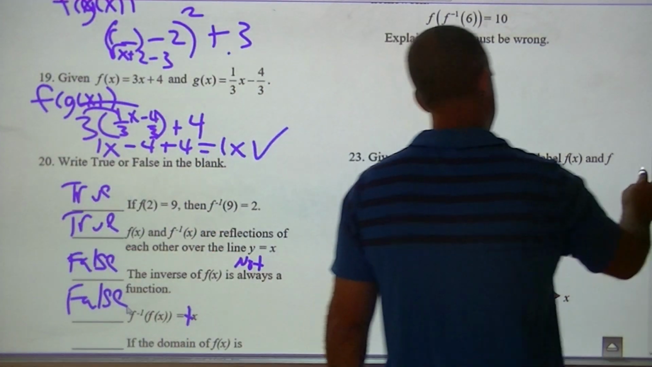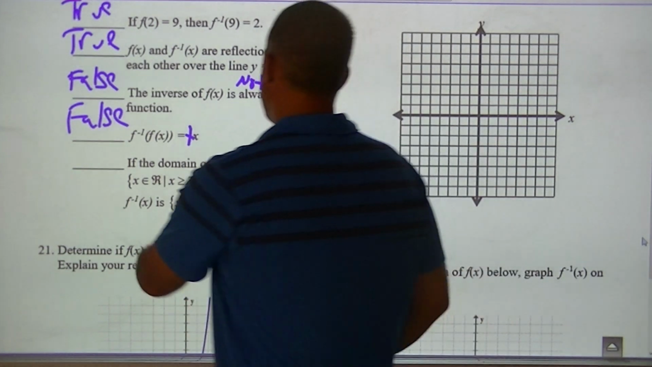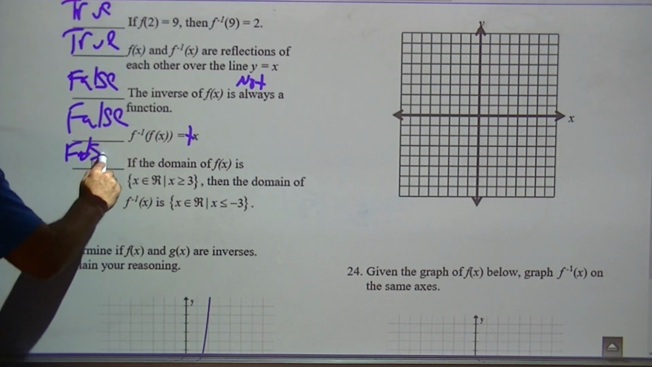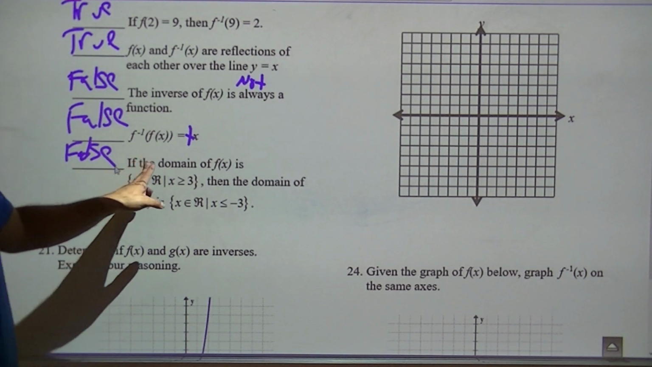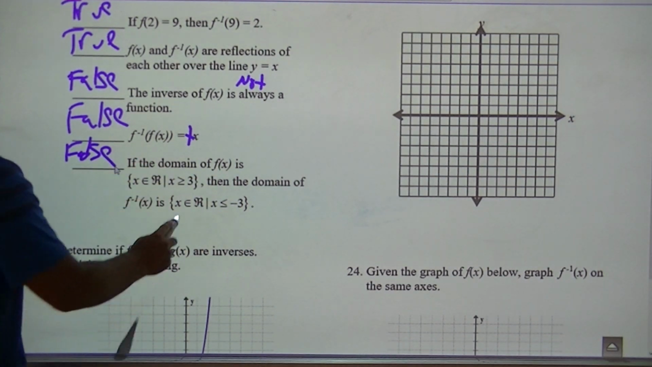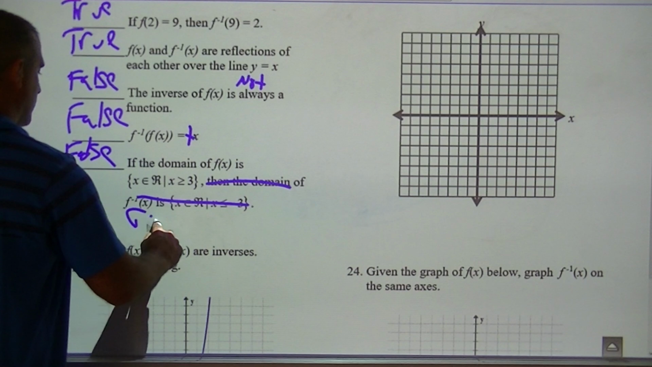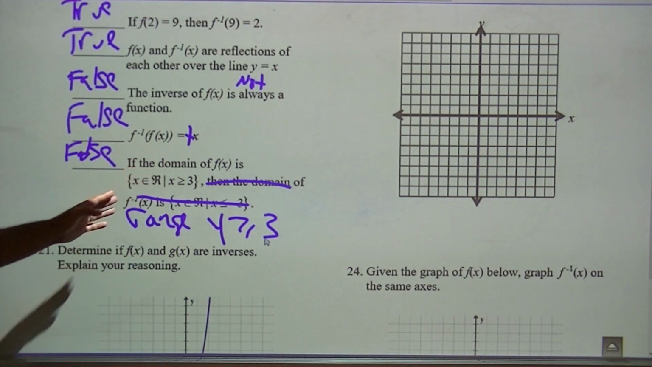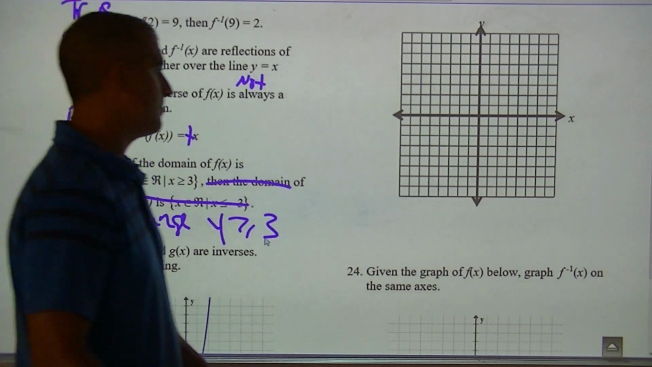Okay. The last thing here is the domain. All right, this is going to be false as well. If the domain of this is this, then what this should say is the range would be y is greater than or equal to 3, because the idea behind the inverses is the x and the y switch.